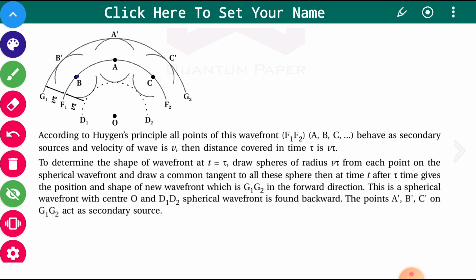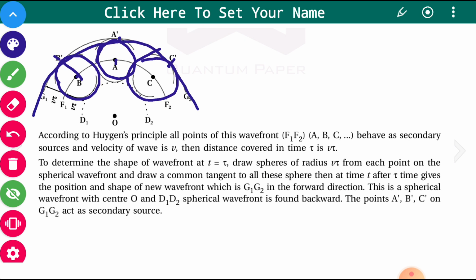So we just have to take b, for example, as the center of the circle. We have to take the radius equal to v tau and draw a circle, and this way all the circles are drawn. Now these circles have the points a prime, b prime, c prime on them. These points are then joined, and that will give you the shape of the new wavefront.